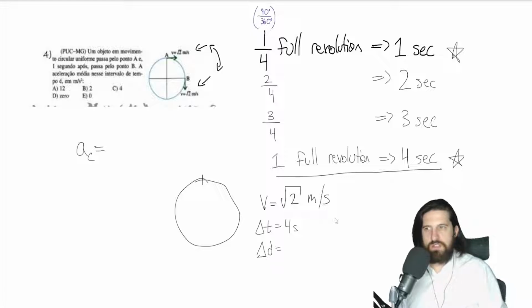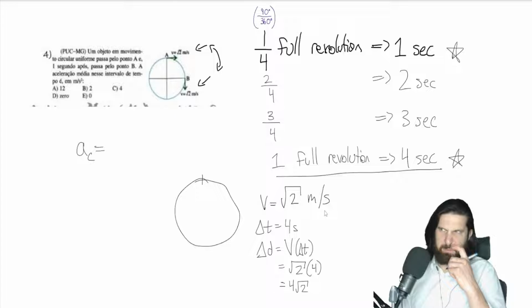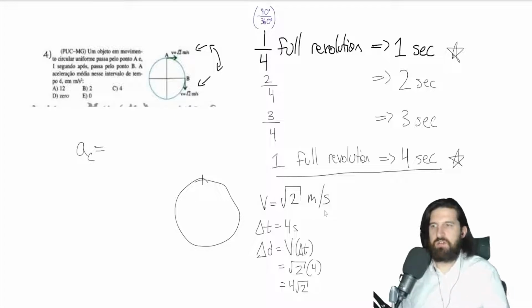So what is the delta D? Well, this is a delta D type formula, right? So this is V times delta T, which is root 2 times 4. Okay, so 4 root 2. Right? 4 root 2 is that number. It's a simpler number than actually solving for it. But that's in meters.